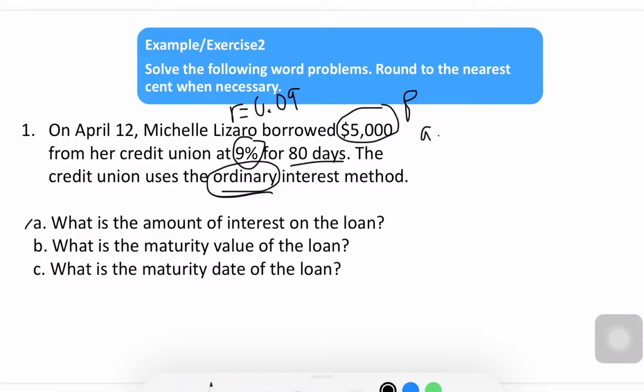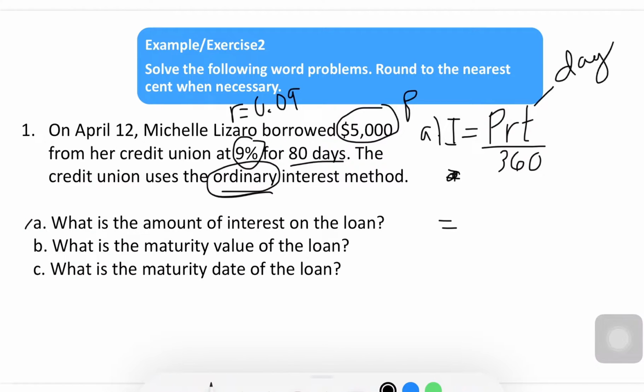For letter A, we will still use I equals PRT, since this is still simple interest. But what will change is your T. Your T will become the number of days, and since this is ordinary, we divide it by 360 days. So your T now is in terms of days. Okay, so since this is ordinary, divide by 360.